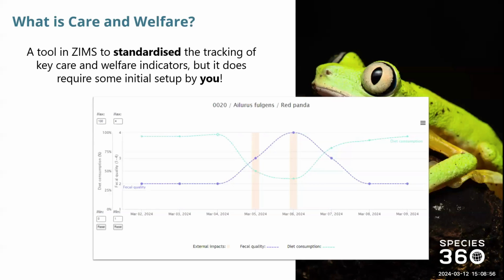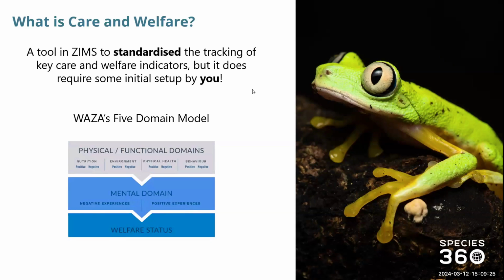The hope is that care and welfare can help you turn daily recordings into usable data and help produce graphs similar to this. Now, this is a fictional example, but it shows how enclosure disturbances, highlighted by the orange bars, affected diet consumption and fecal quality for this animal. But this is just one of the ways that care and welfare can help you at your institution. The module follows WAZA's 5-domain model, and it allows you to monitor nutrition, environment, physical health, behavior, and mental domain, and that will help you assess the welfare of animals in your care.